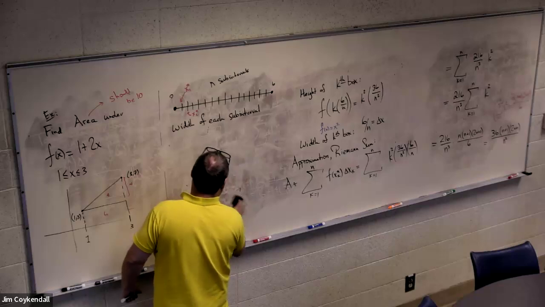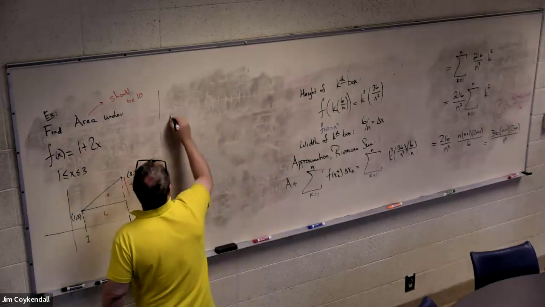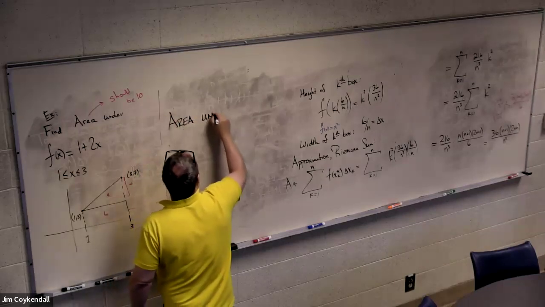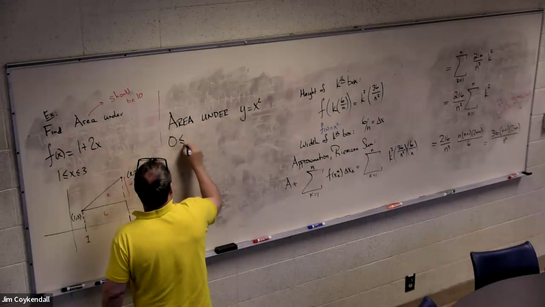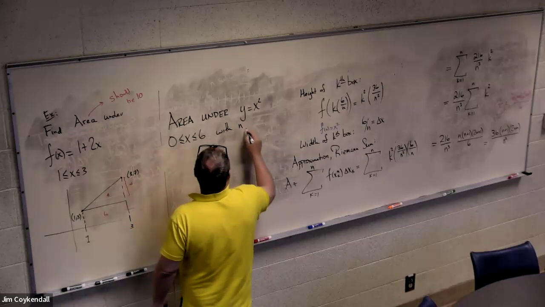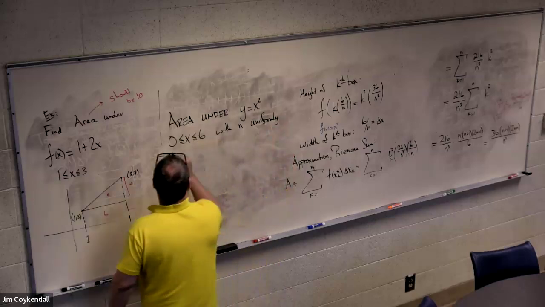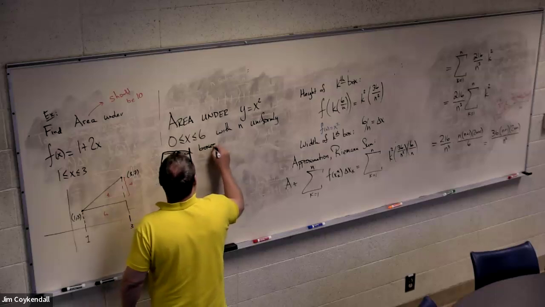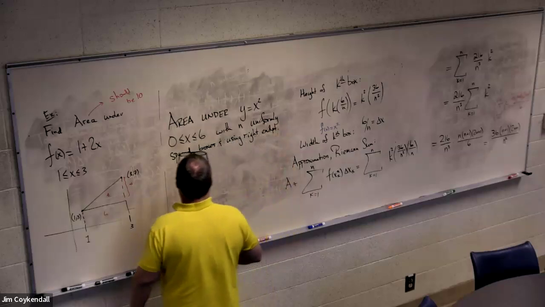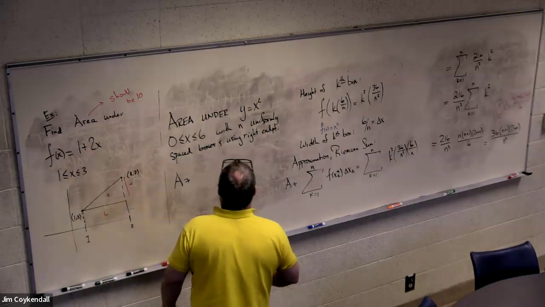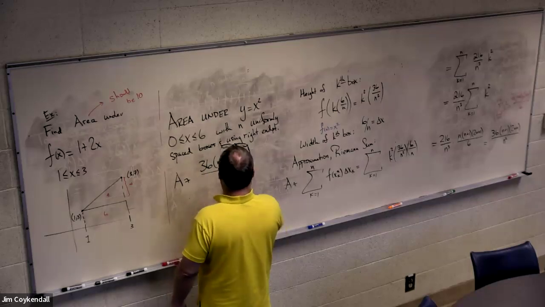So here's what we have. Let's collect what we've got so far. The area under y equals x squared, with n uniform space boxes and using my endpoint height, we get the area is approximately equal to 36 over n squared.